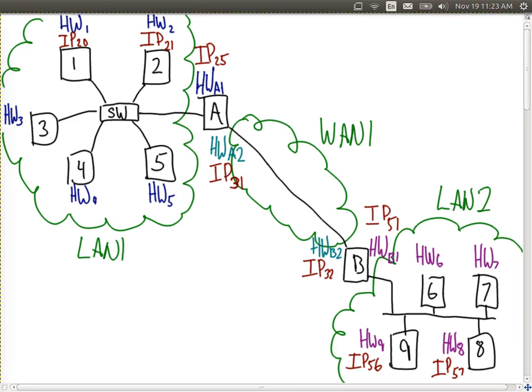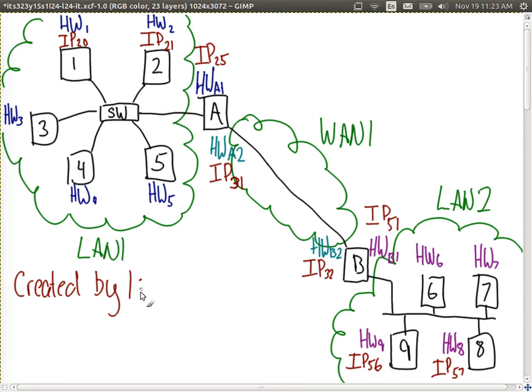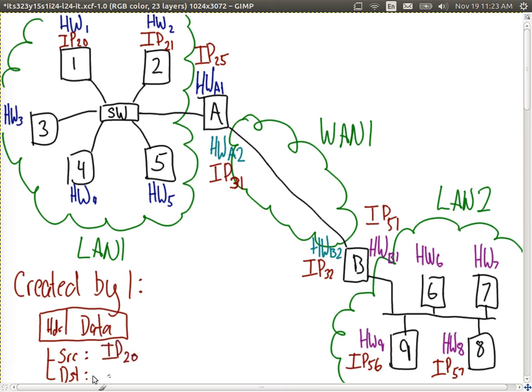Let's try and draw that. The packet created by computer one has some data and a header. Inside the header will at least include a source address and a destination address, where the source address will be the source IP address, IP 20. And the destination address will be the destination IP address, the final destination, IP 57. That's 57 down there.